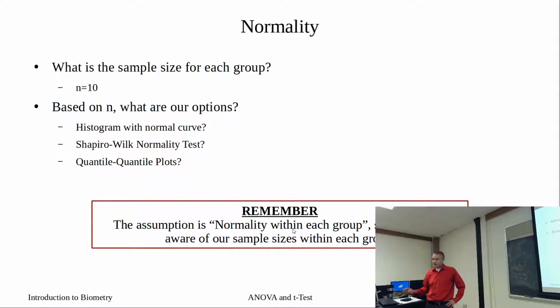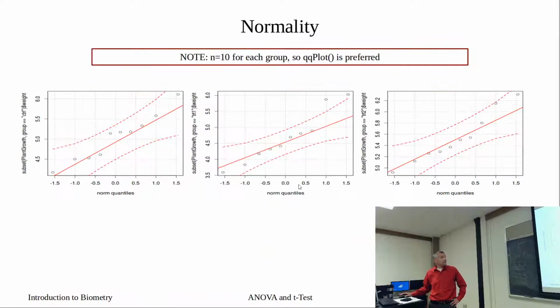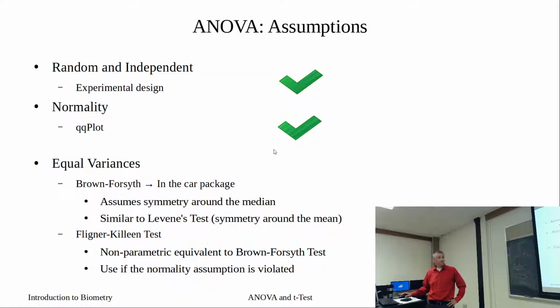All right, so normality. Remember the assumption is normality within each group, and that's why we're doing it. We have to check the normality within each group. And we did all of these. Don't trust the Shapiro-Wilks, too small a sample. So I say we're normally distributed. And then we go on to our equal variance assumption. Remember, homoscedasticity is what we're checking.